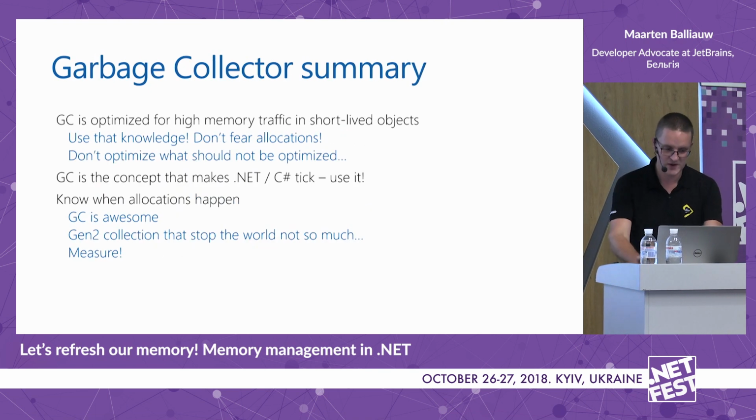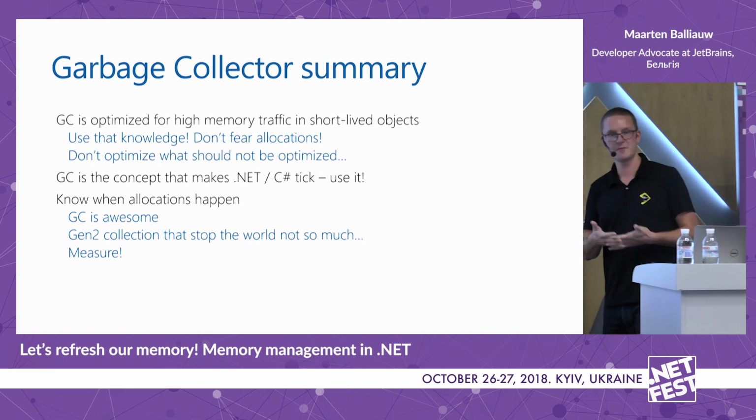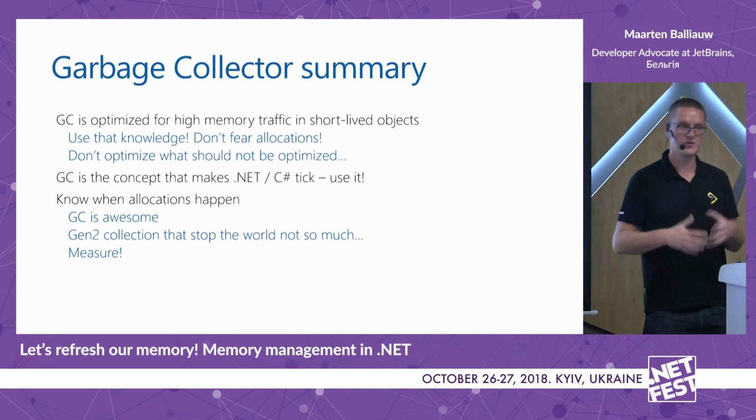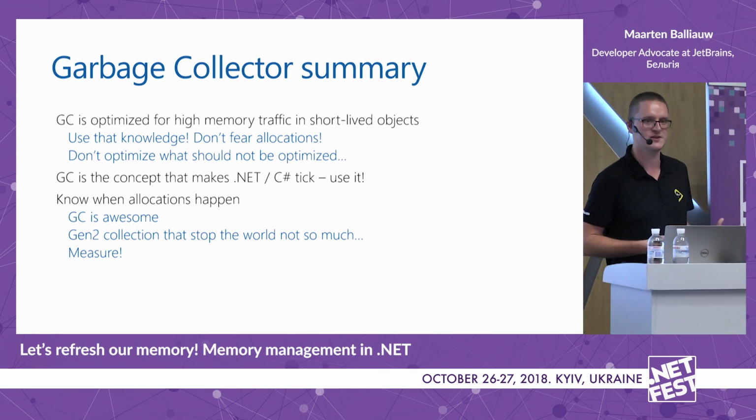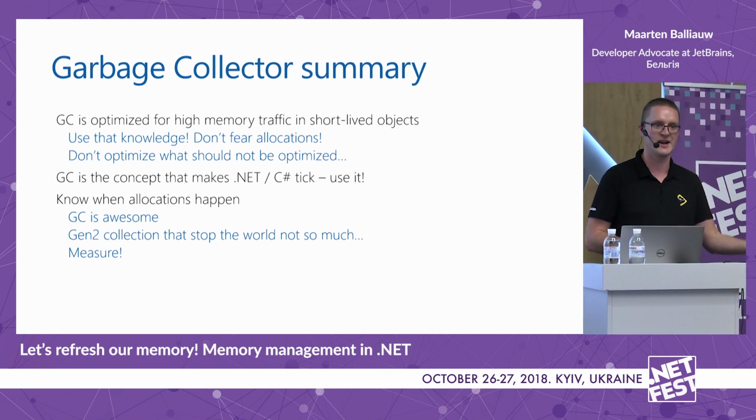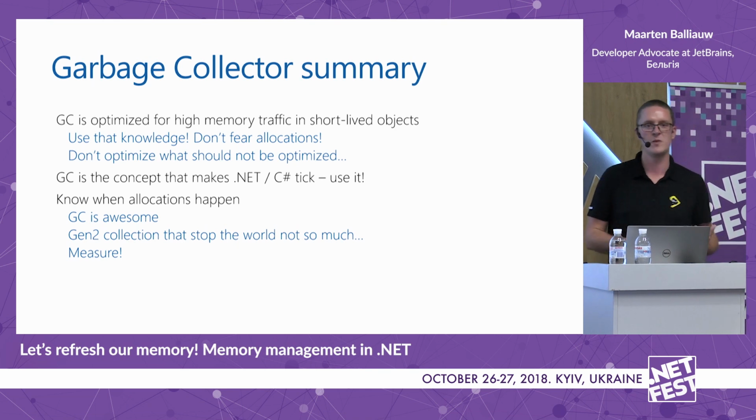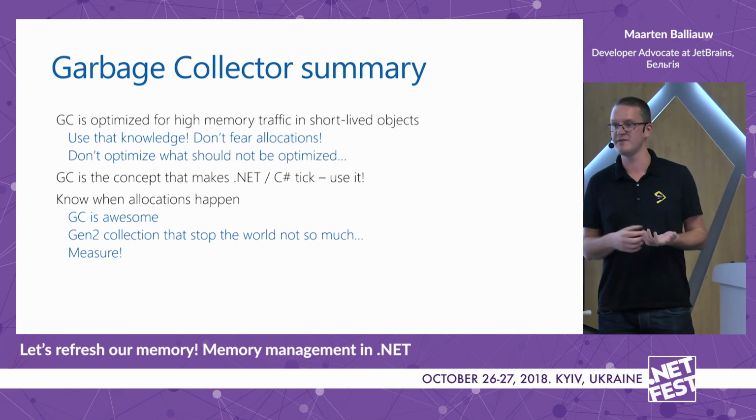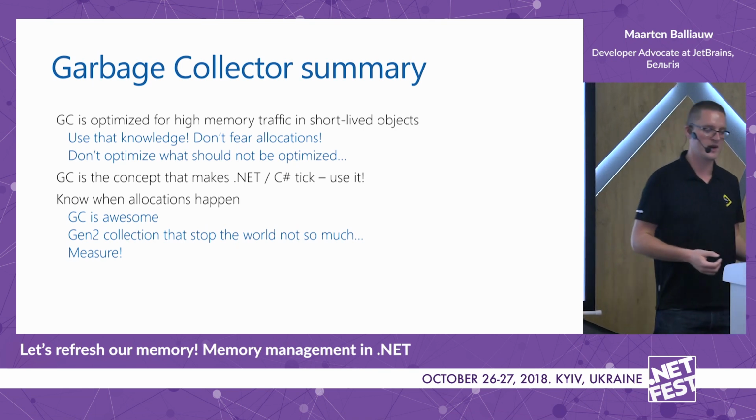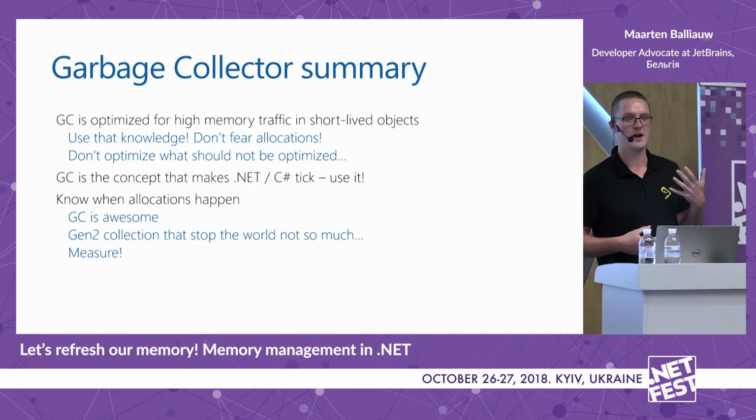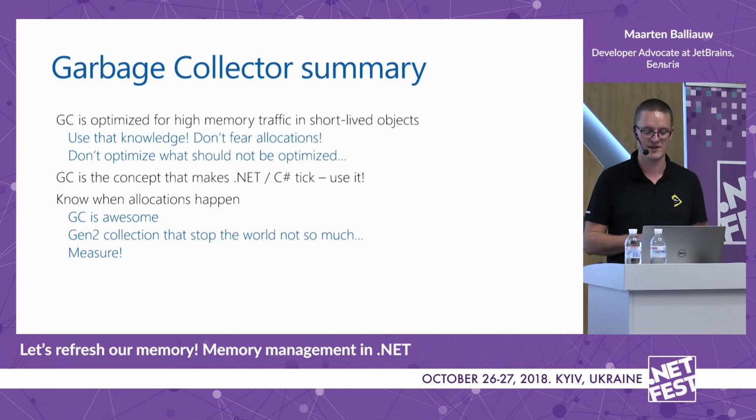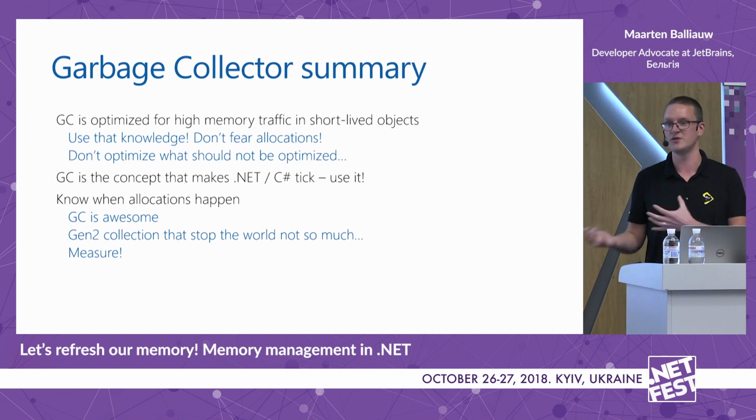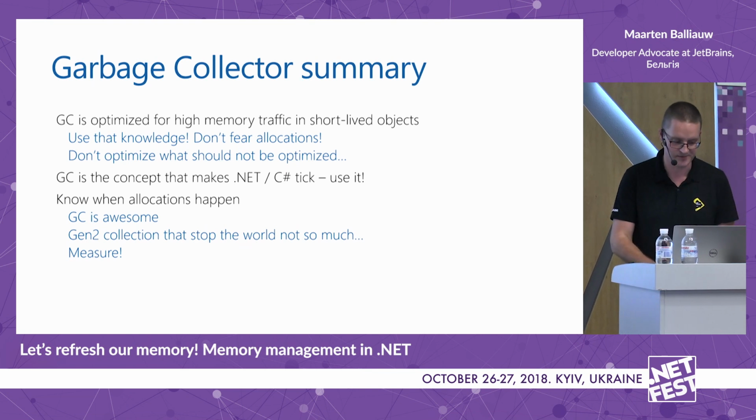Right. So in summary, the garbage collector is optimized for high memory traffic and lots of short-lived objects. So use that knowledge, don't fear allocations. It may be perfectly fine to allocate lots and lots of objects in your code. When the garbage collector can collect them easily and early, it doesn't even matter. So don't just go and optimize, always measure your application and how it is behaving, and know when allocations happen, and based on that knowledge, look into whether you should optimize this thing or not.